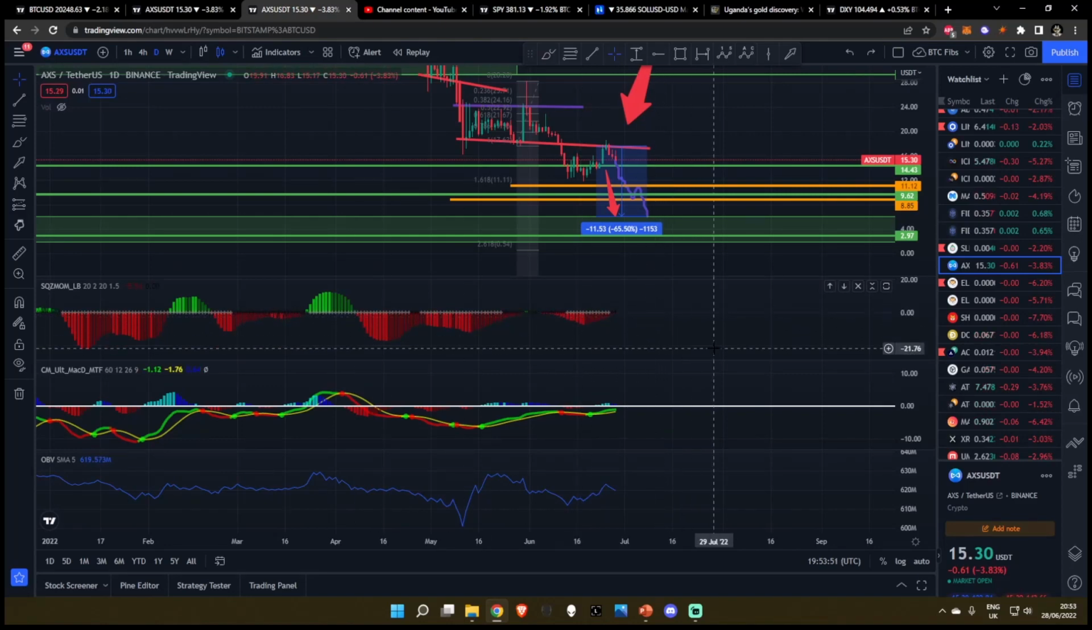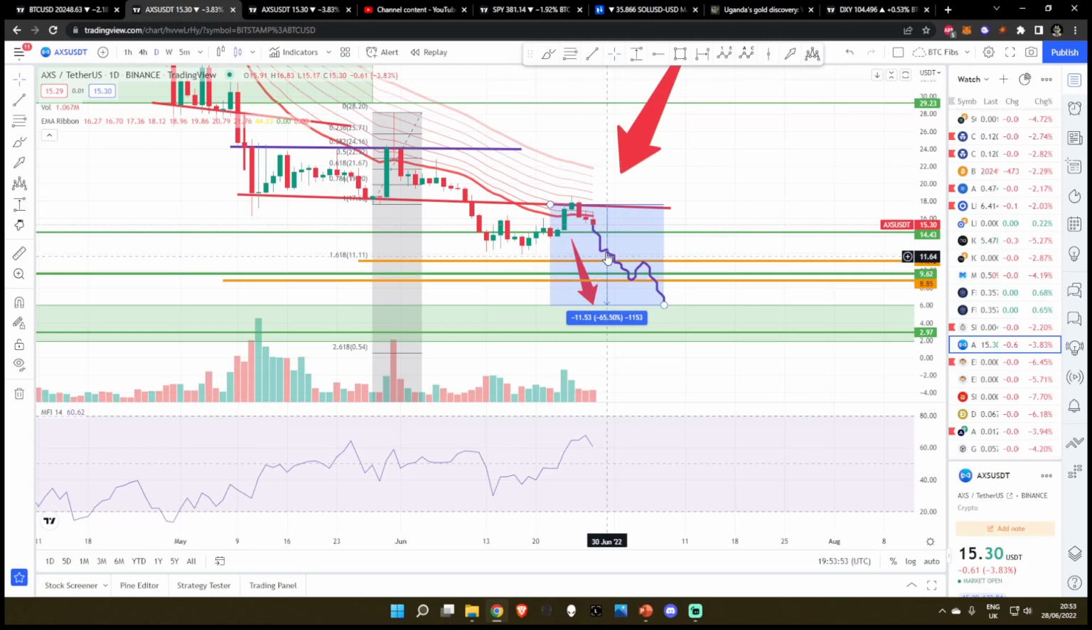I think this is going to start heading back down to the downside after Axie continues with this capitulation back down. We've already had a lower high, lower low rejection from the daily EMAs. It looks like we're heading down.